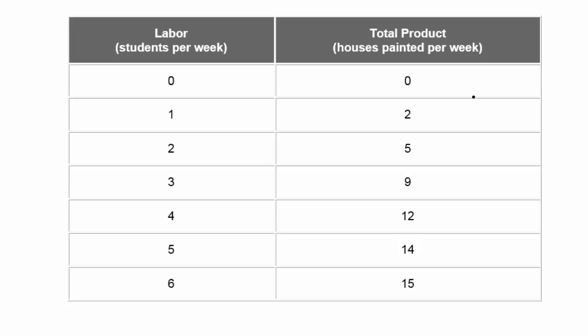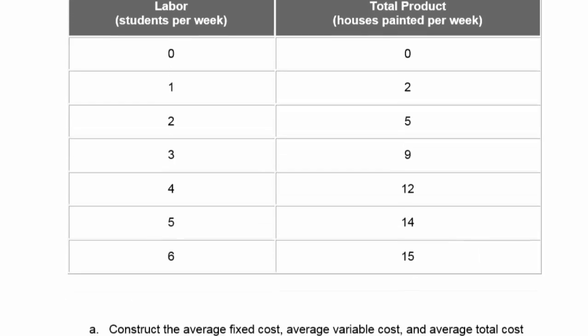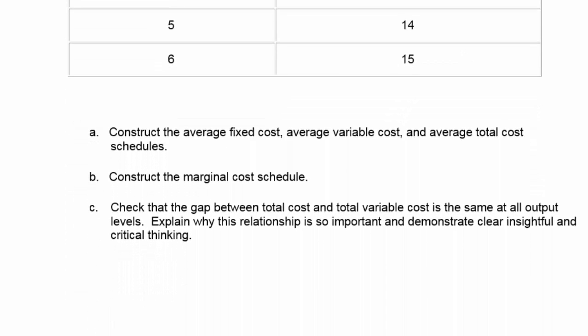Okay, what are the fixed costs going to be? What are the variable costs going to be? What are the total costs going to be? Add it all up, find the averages of fixed and variable and total costs, and then actually find the marginal costs as well. And that's what we want to do in the second problem here.